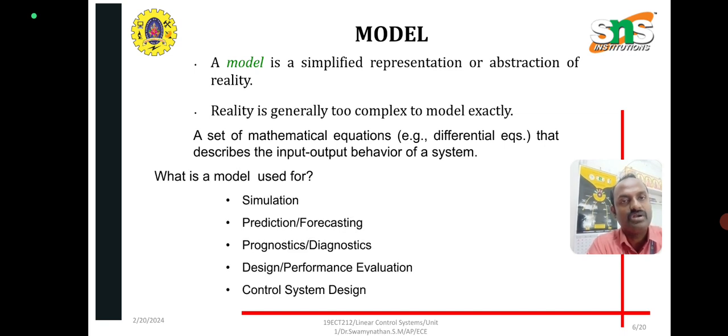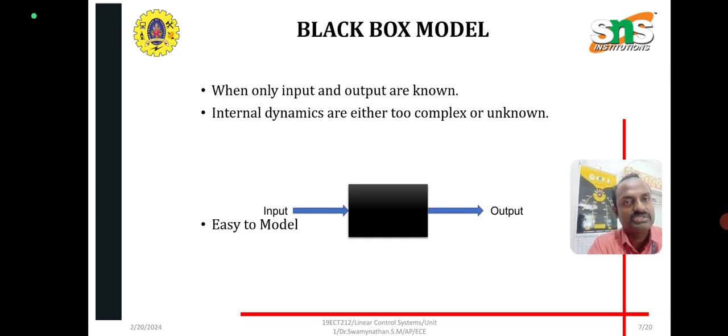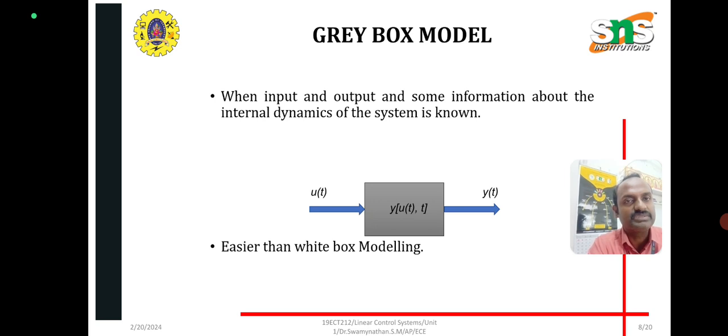What is the model used for? Simulation, prediction, forecasting, prognostics, diagnostics, design, performance evaluation, and control system design. A black box model is easy to model when only input and output are known, and the internal dynamics are either too complex or unknown. A gray box model means input, output, and some information about the internal dynamics of the system are known. That is easier than white box modeling.